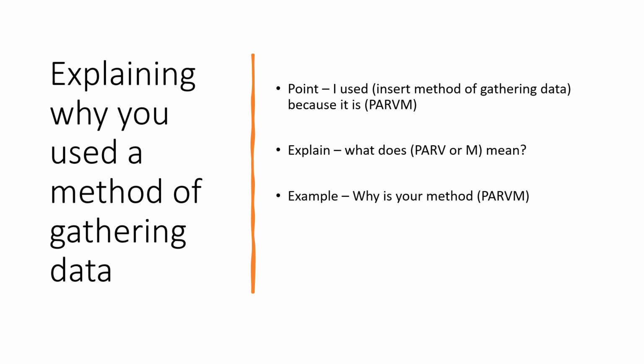You then give an example of why your method is practical, accurate, reliable. So if you're saying practical, my method is practical because it requires very little equipment and only takes 2 minutes to perform. You then give the outcome, so why is it important that it is practical or accurate or reliable? And you refer back to the reasons that we gather data.